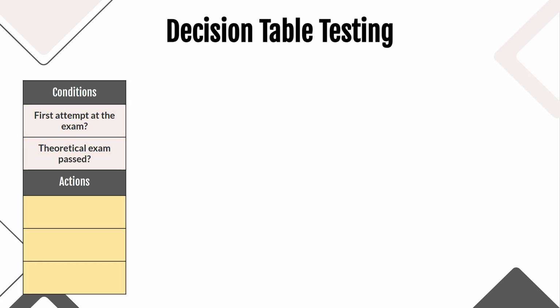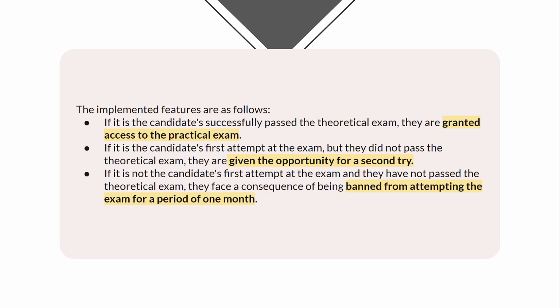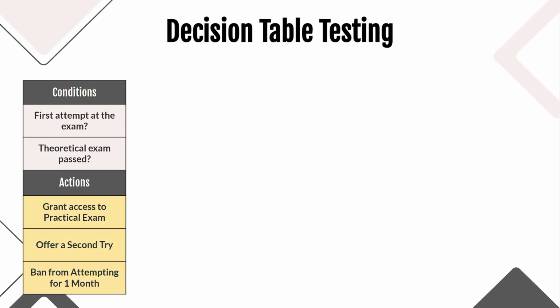Let's check the actions now. Those are easier to define in the requirements. And we can define 3 actions. Grant access to practical exam. Offer a second try and ban from attempting for 1 month. This is the most difficult and the most critical point in the decision table test design technique. If the conditions and actions are incorrectly defined, all subsequent steps will lead to incorrect results.